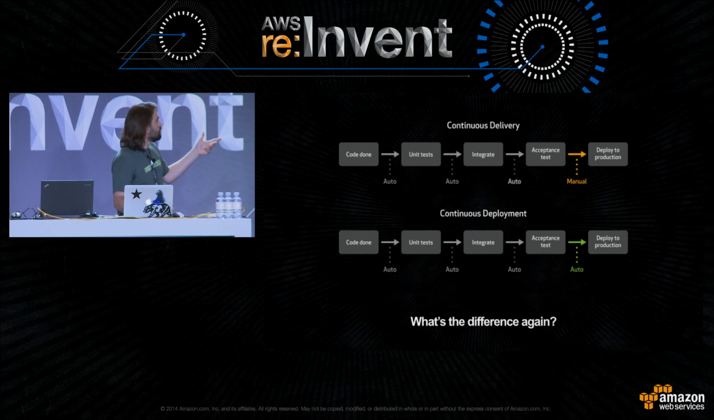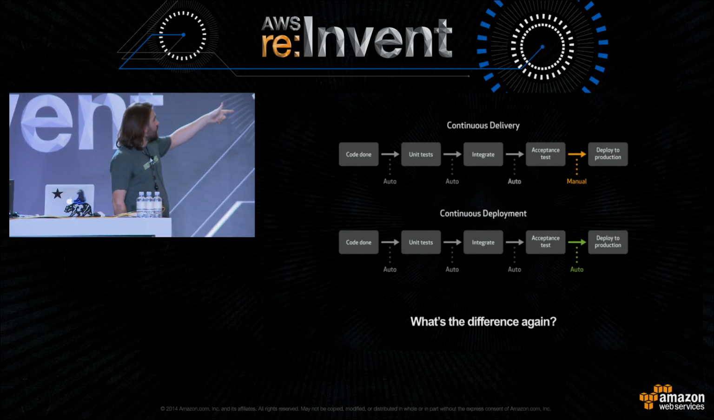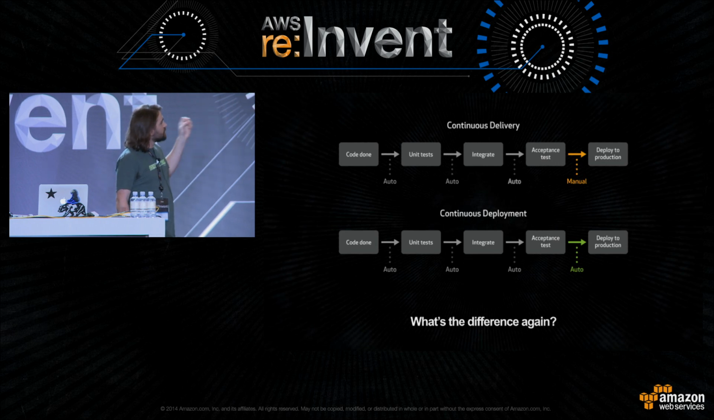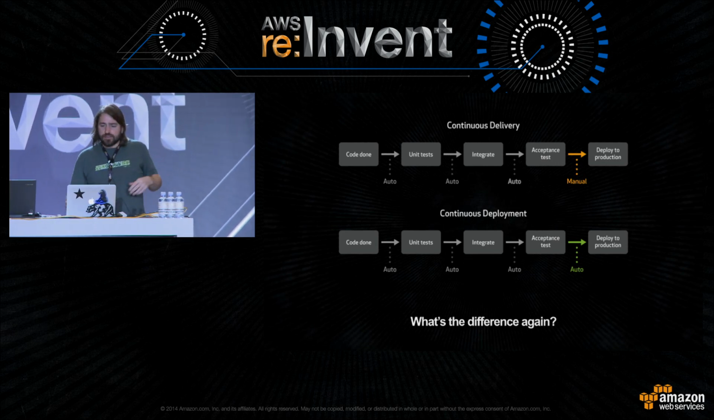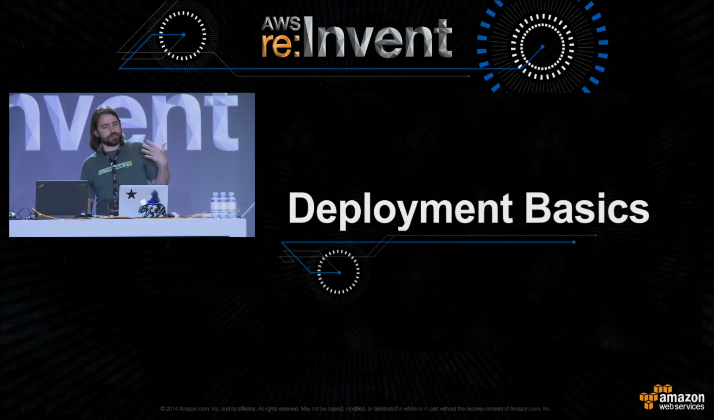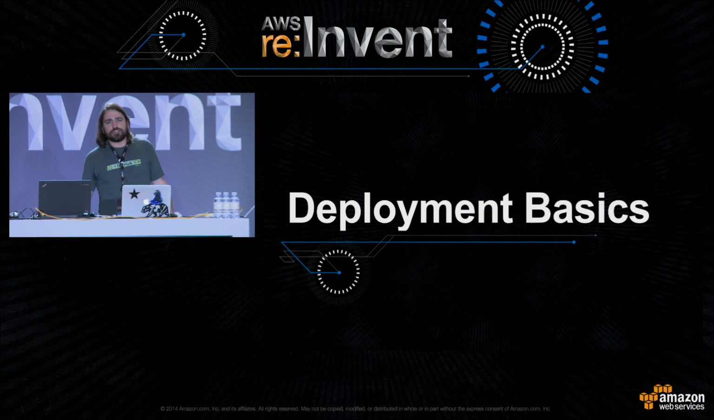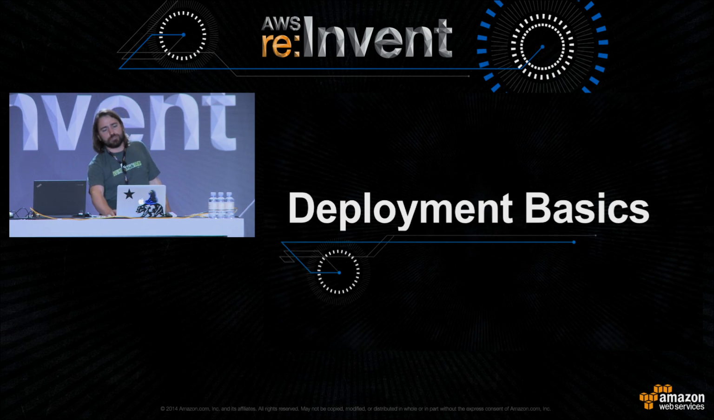So just to reiterate here, continuous delivery, the last step is manual. Continuous deployment, it's automated, but your code goes through all of your testing cycles, and just keep that in mind. So the deployment basics: in order to adopt these technologies, you have to have a few things, and they're kind of frustrating to get right at first, but once you do, they'll be in a lot better shape.